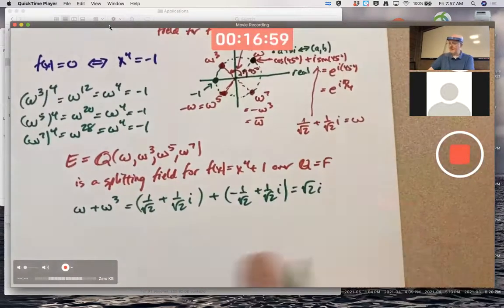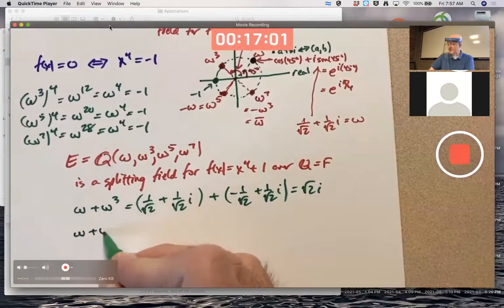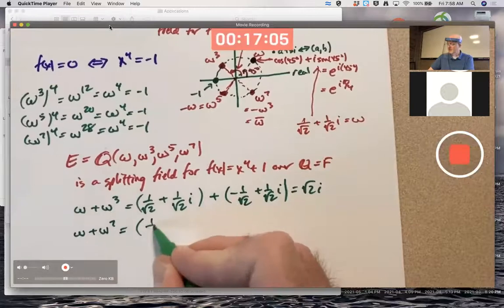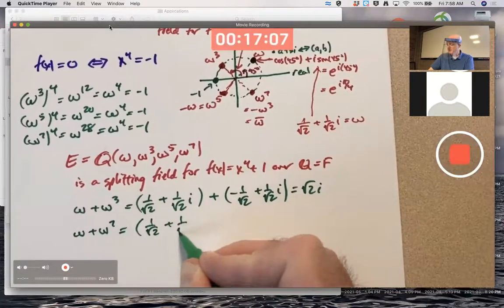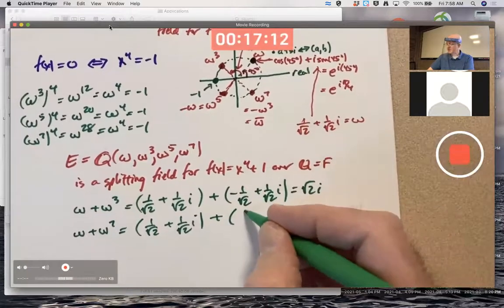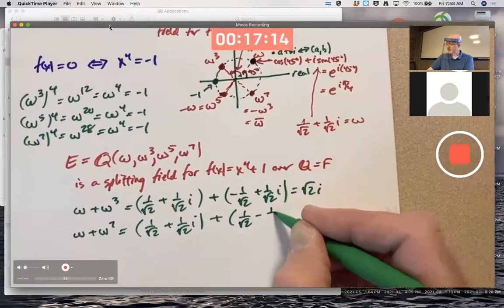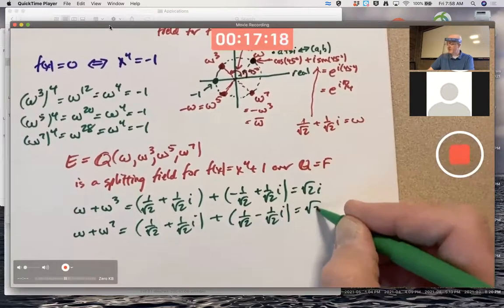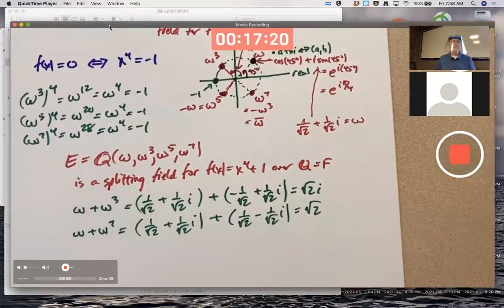What would happen if you added omega and omega to the 7th? That would also have to be in E. Omega to the 7th is the complex conjugate of omega. It's this thing. And here now the imaginary parts cancel, and this equals √2. √2 itself, the real number, is in E. And there's plenty more examples you could come up with.